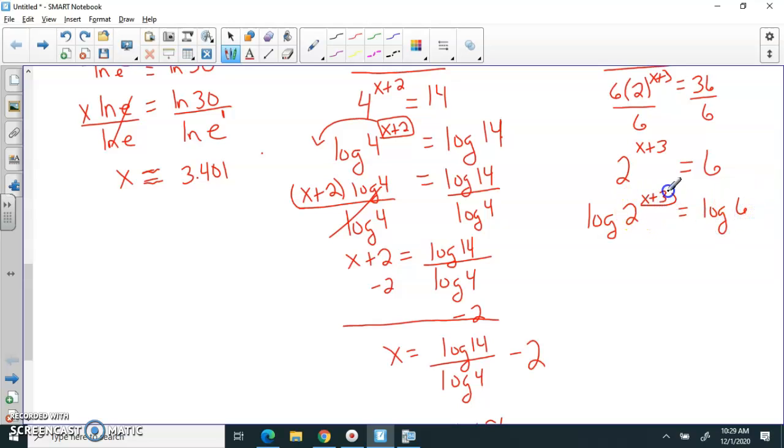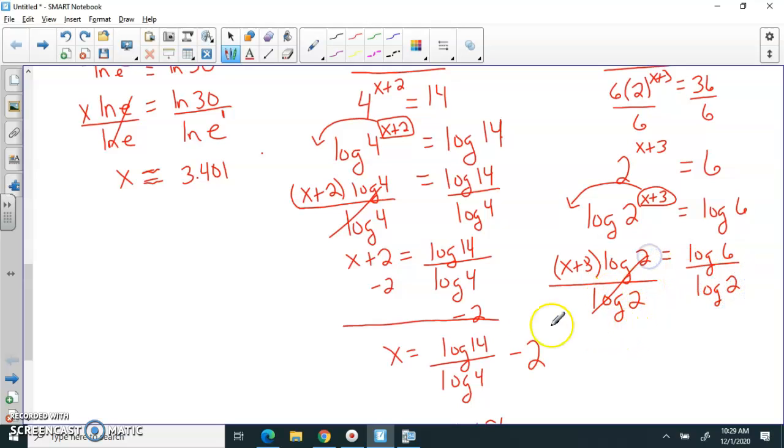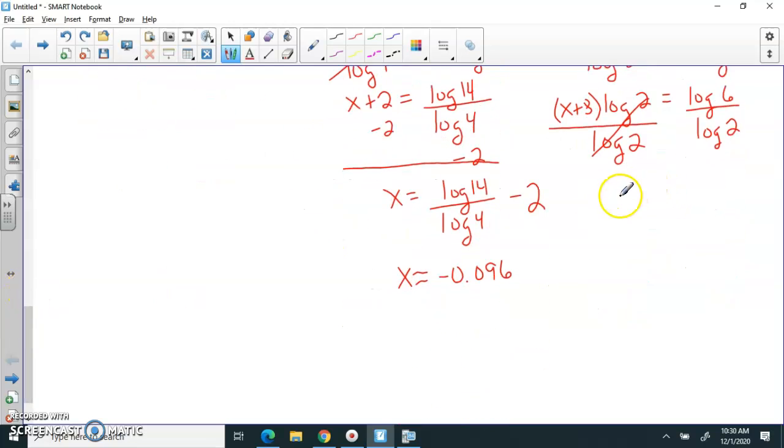I'm going to move my exponent. So I hope you're seeing a pattern here. Move the exponent, so I have x plus 3 times log of 2 equals log of 6. Then this is being multiplied, that's a 3 by the way, so I need to divide by log of 2 on both sides. That cancels. And I have x plus 3 equals log 6 over log 2. And then I'm going to subtract 3.